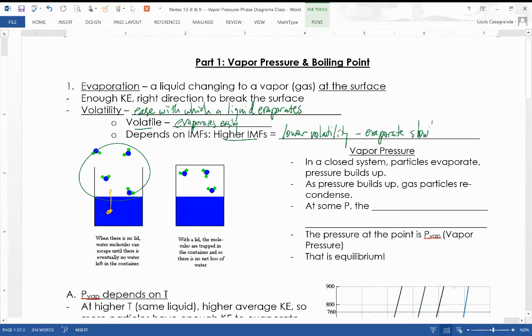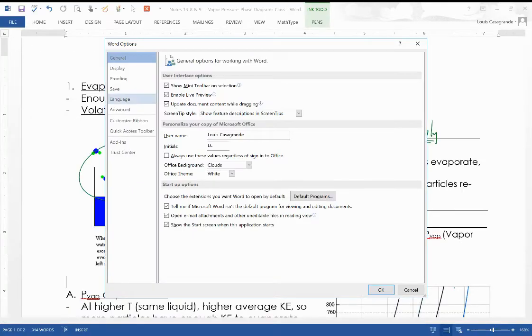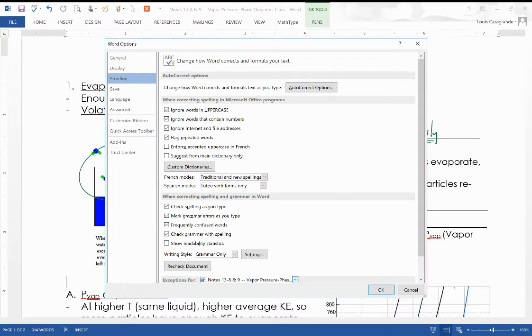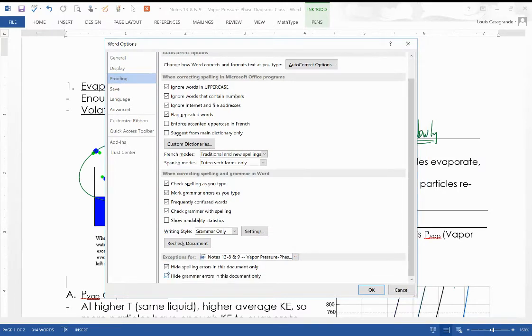So we've got this idea now that there's a rate with which materials can evaporate, and this rate will tie into the intermolecular forces in a few minutes.